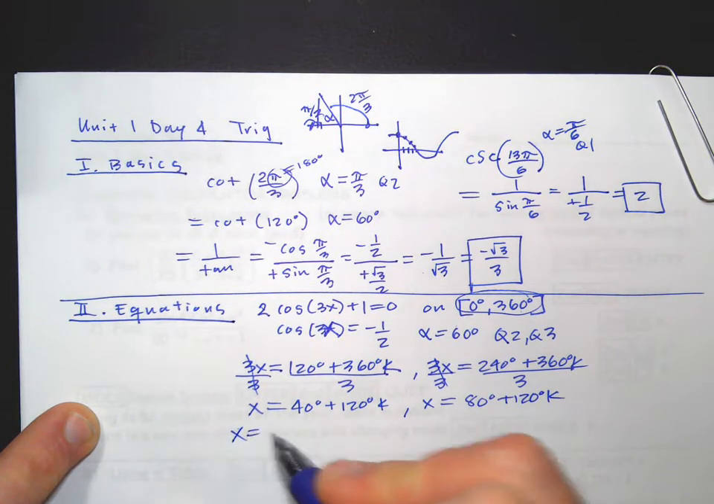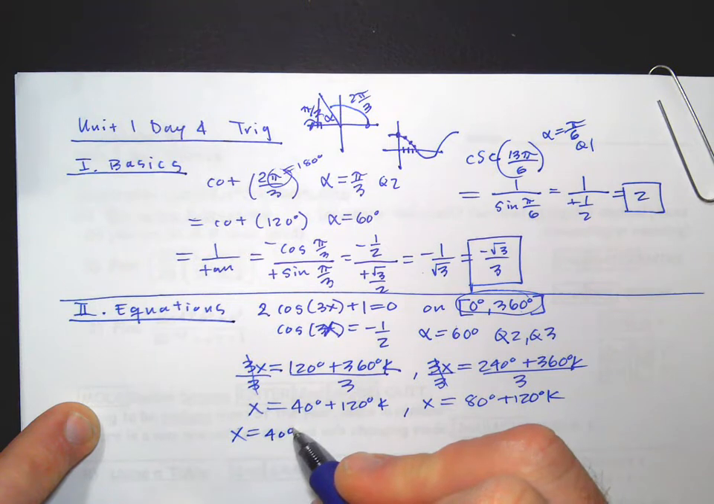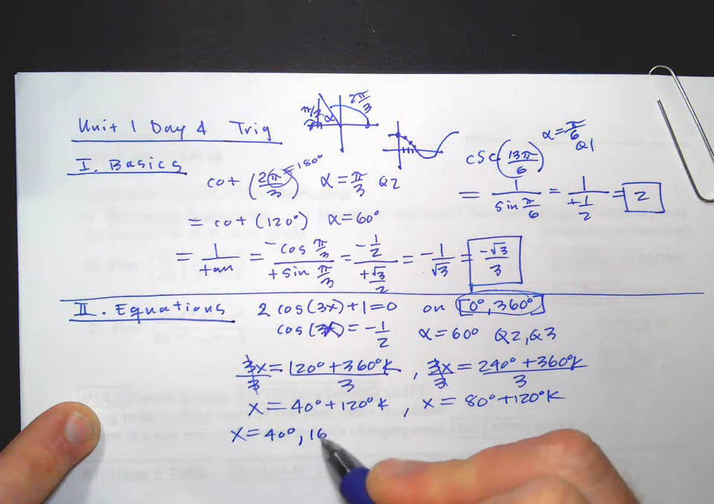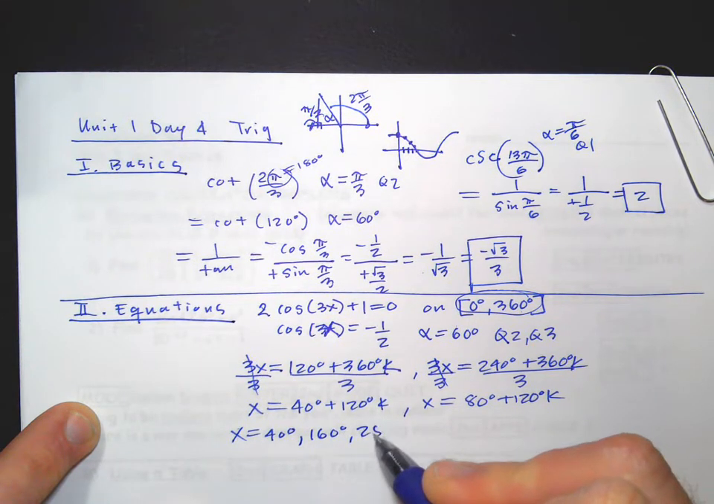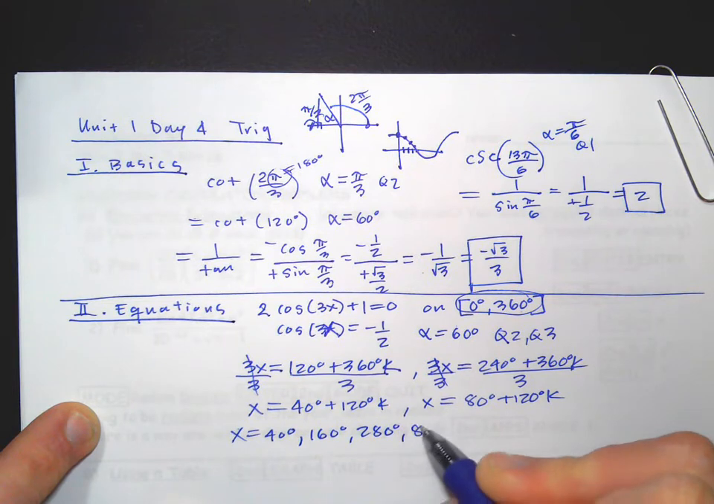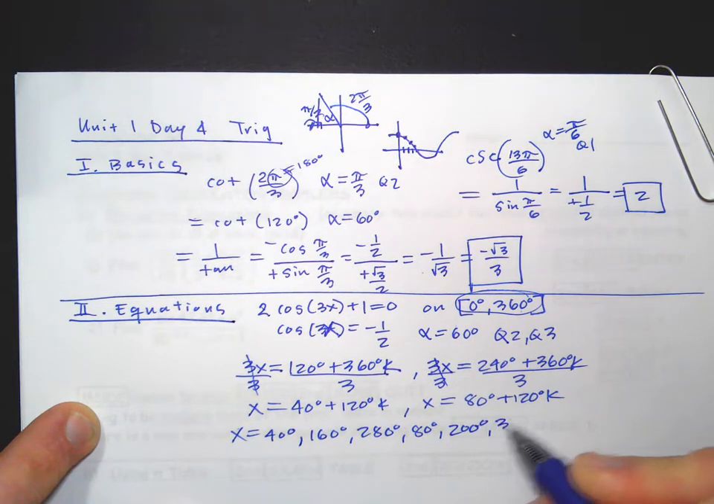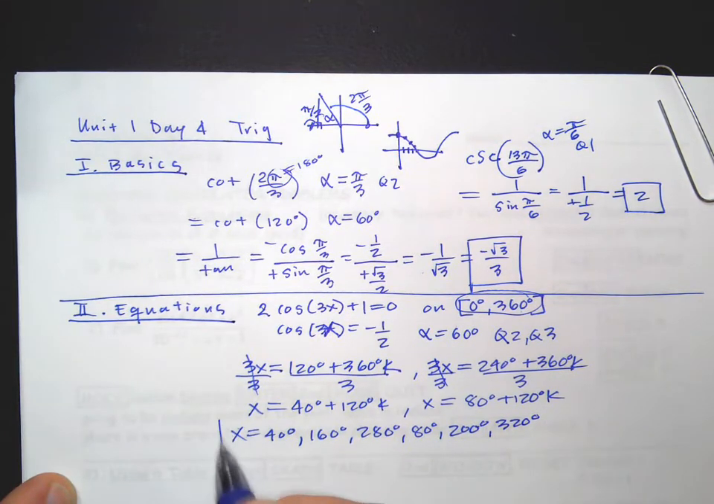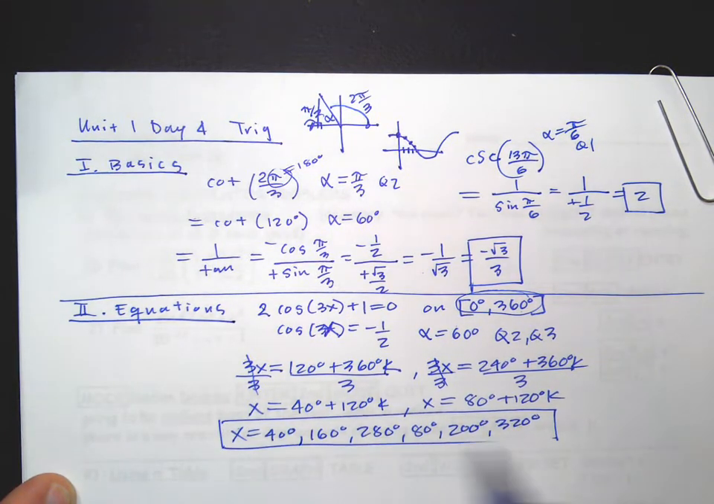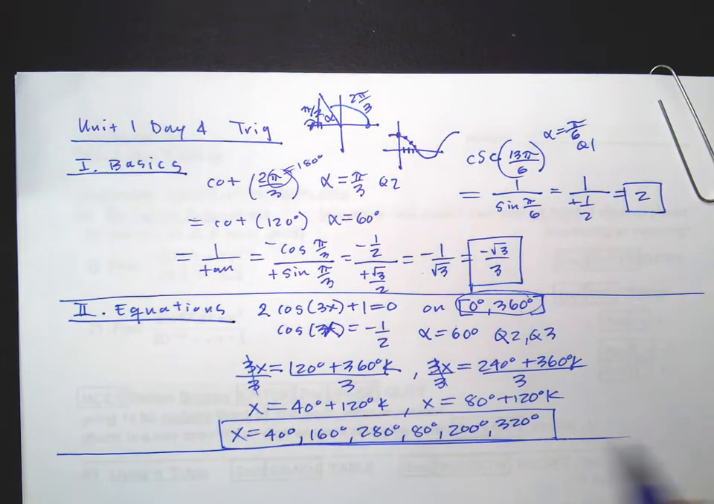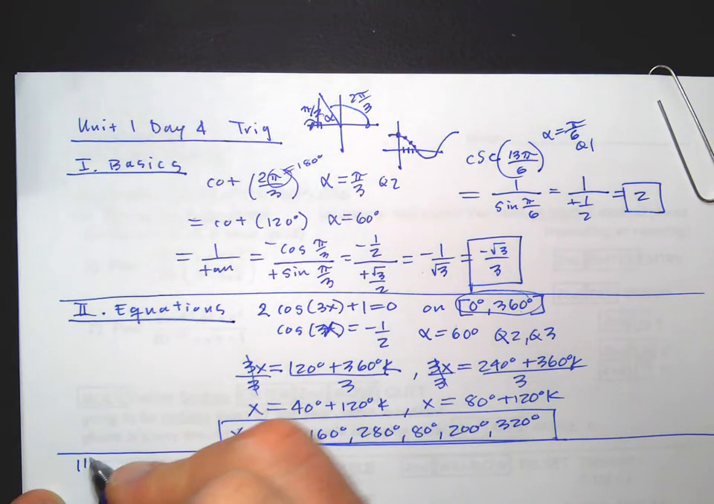So 40, 160, 280, 80, 200, 320. 6 answers like we thought. You could put them all in order if you really want to make it nice and pretty.